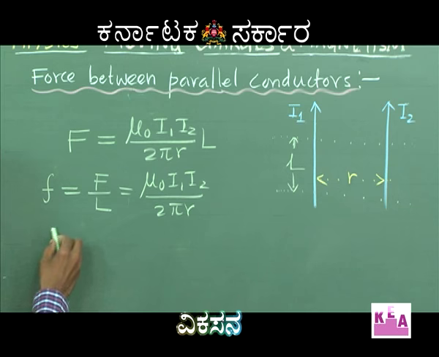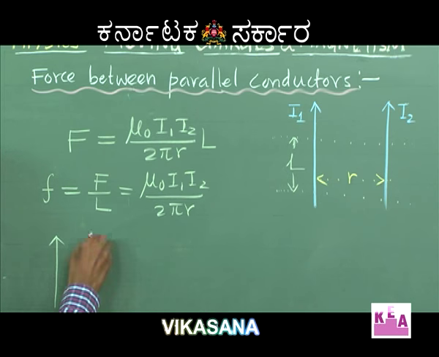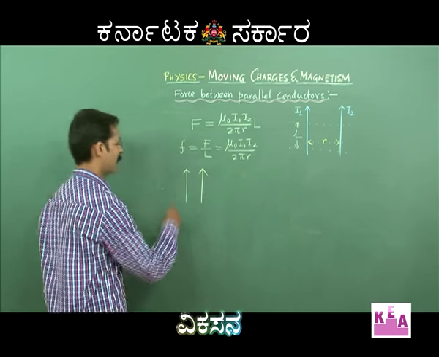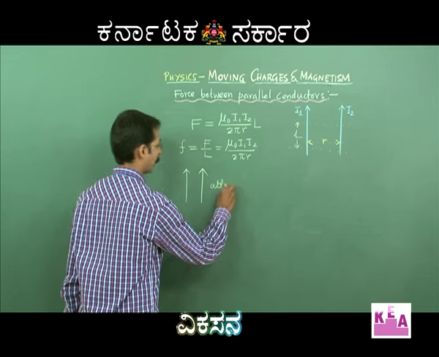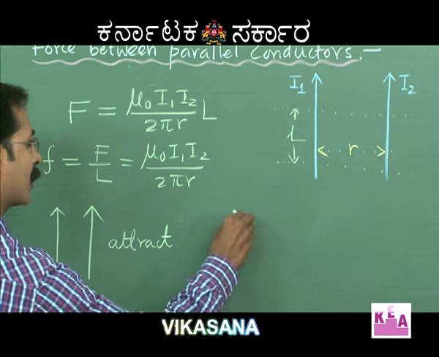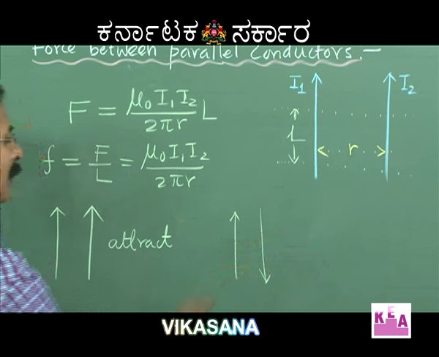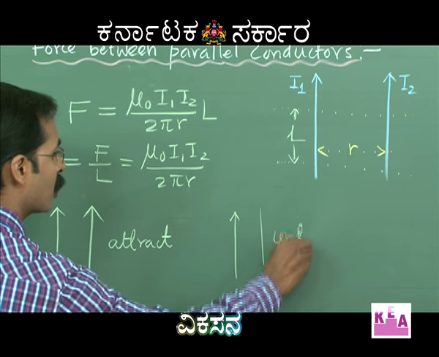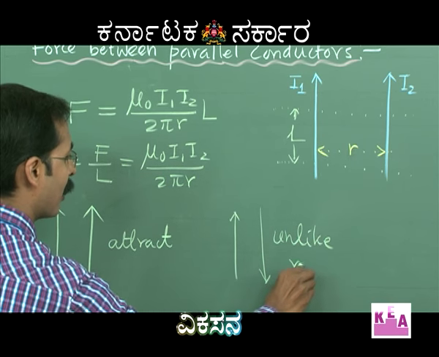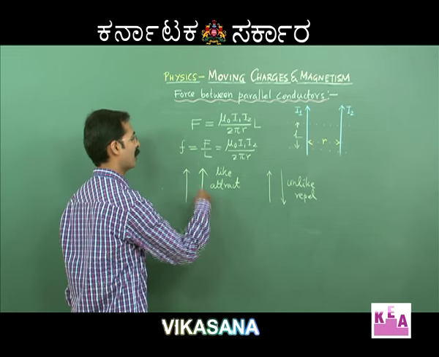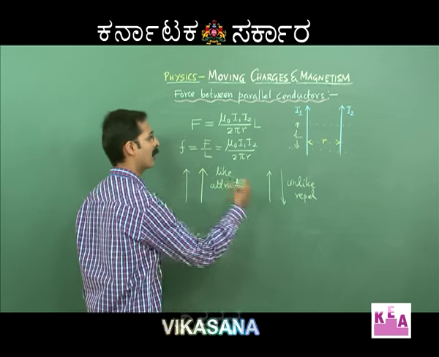Now, here you need to consider one more point. Suppose I have two conductors like this, they carry current in the same direction, they are called like currents. These like currents attract each other. Suppose I have two currents like this, one is like this, the other is like this, they are in opposite directions, they are anti-parallel. Such currents are called unlike currents, and unlike currents repel each other. That is an important point you remember. Like currents attract and unlike currents repel.